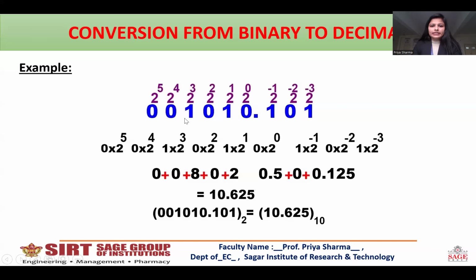Only the remaining part will be this one, 1 into 2 to the power 3, that is 8, and this one, 1 into 2 to the power 1, that is 2. So 8 plus 2 will get 10, and here 1 into 2 to the power minus 1 is 0.5, and 1 into 2 to the power minus 3 is 0.125. So adding these two will give us this. So the decimal equivalent of this binary number is 10.625. This is how the binary number system is converted to decimal number system.